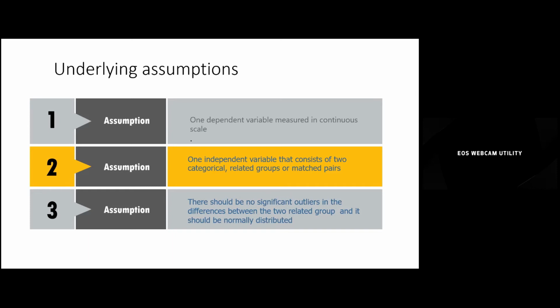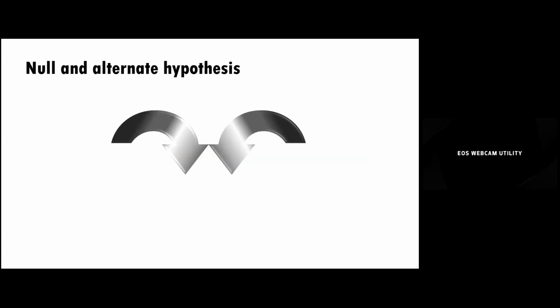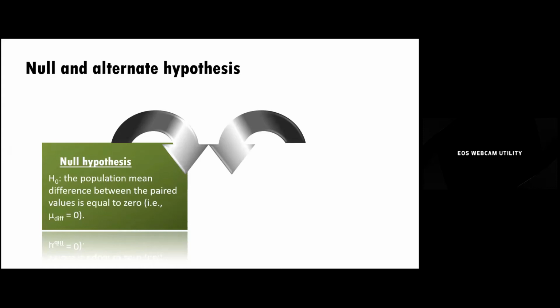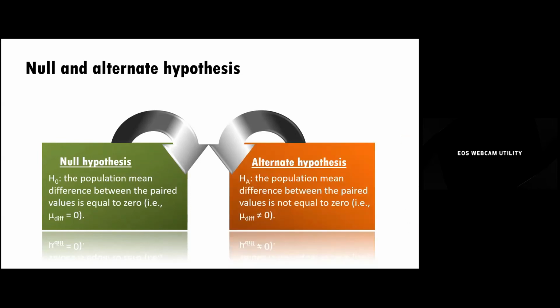This difference of score means that we will calculate another variable for this difference of score in SPSS, because for normality, we test the normality of the difference of score with respect to the mean score. So now what is the null hypothesis in this case? The null hypothesis is that the population mean difference of the paired values is equal to 0. And the alternate or research hypothesis is that the population mean difference between the paired values is not equal to 0.